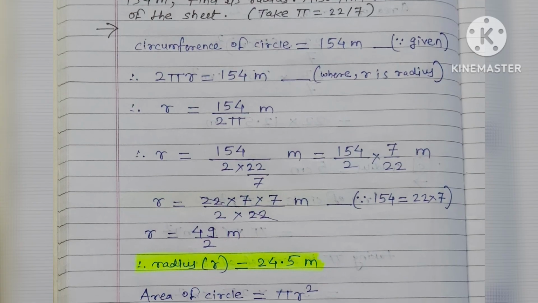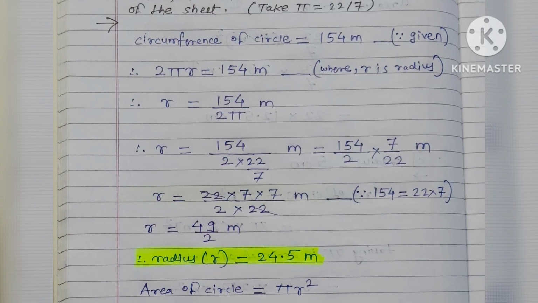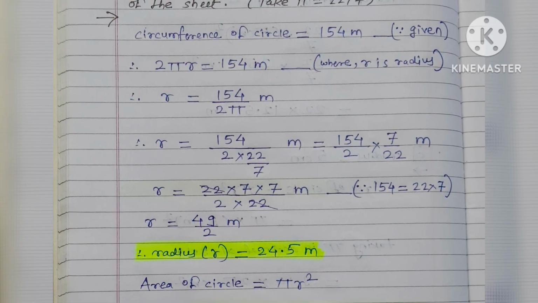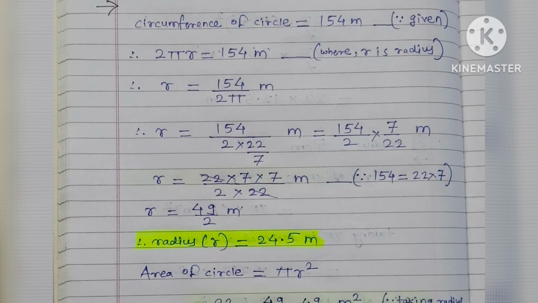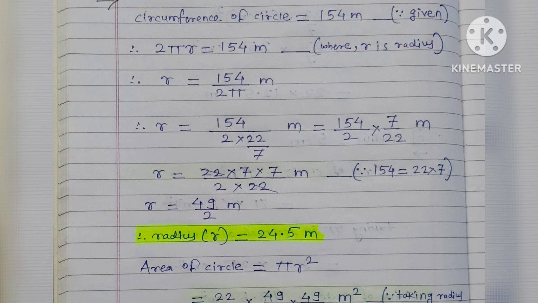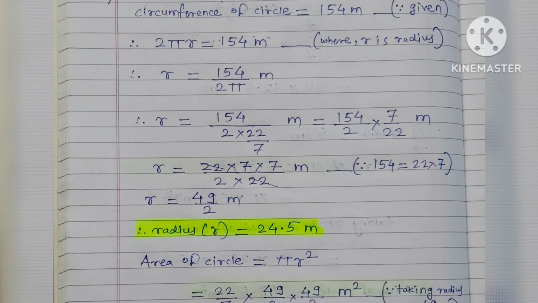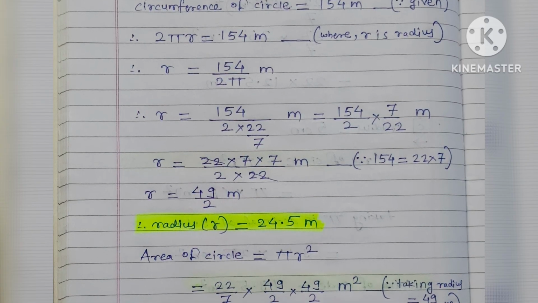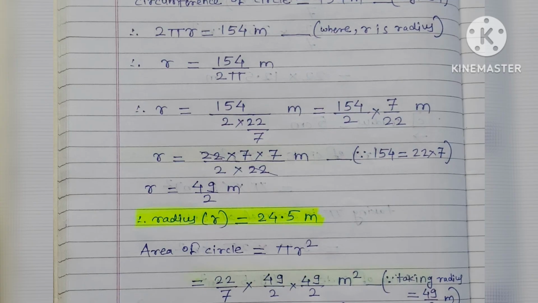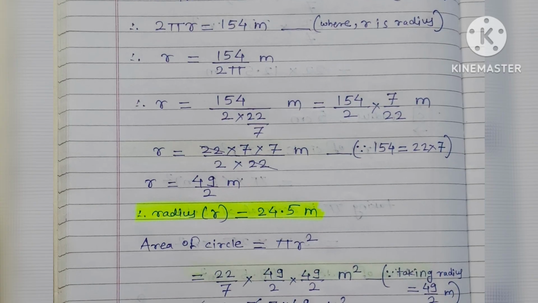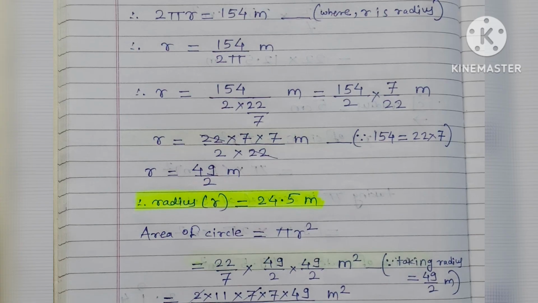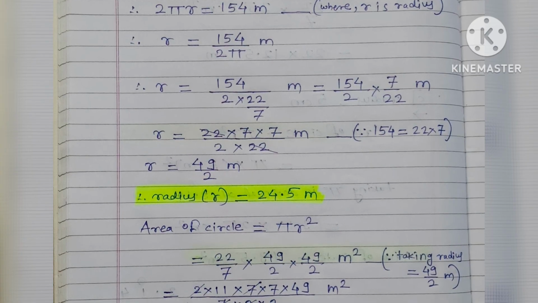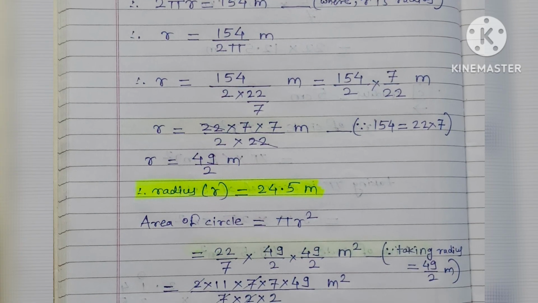Okay, so the circumference of the circle is already given as 154 meter, and we know the circumference formula is 2 pi r, so 2 pi r will be equal to 154 meter. And here we know the value of pi, so we can calculate the radius. So radius will come as 49 by 2 meter, and if we solve it ahead we'll get 24.5 meters.